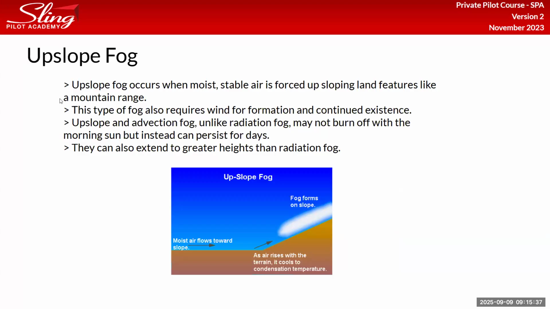Okay. Back to upslope fog. So this is when moist, stable air is forced upwards like the side of a mountain. So there's going to be hills and mountain terrain that is going to cause upslope fog. So warm, moist, stable air is forced up the side of a hill or a mountain, and that upward force up the side of the mountain is creating upslope fog.